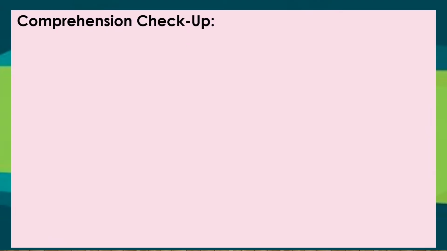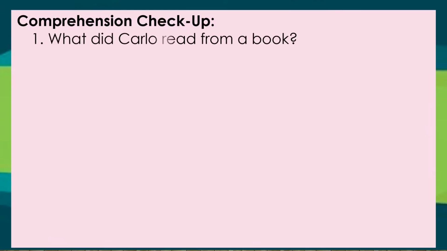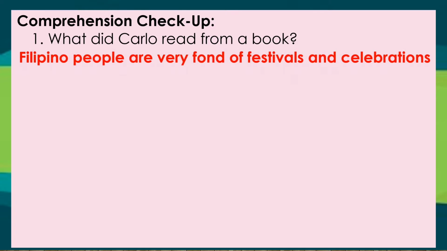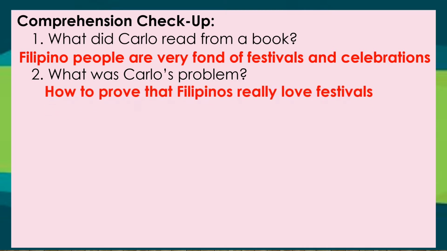Let's answer the comprehension checkup. Number 1. What did Carlo read from a book? What's the answer? Correct. Filipino people are very fond of festivals and celebrations. Number 2. What was Carlo's problem? What's the answer? Correct. How to prove that Filipinos really love festivals.